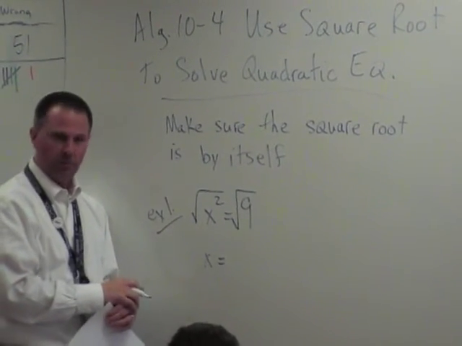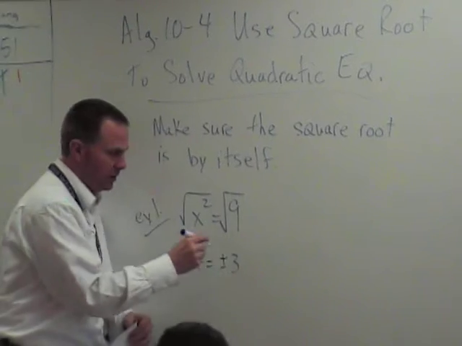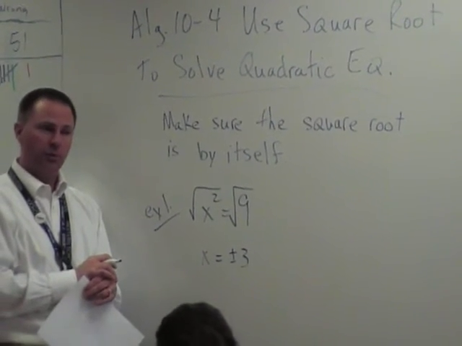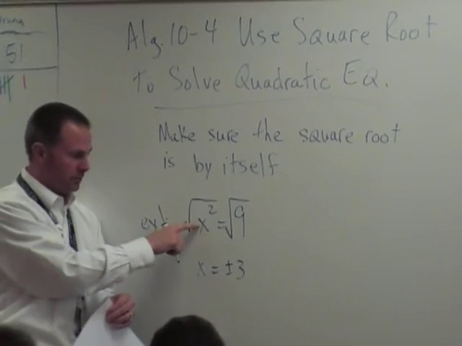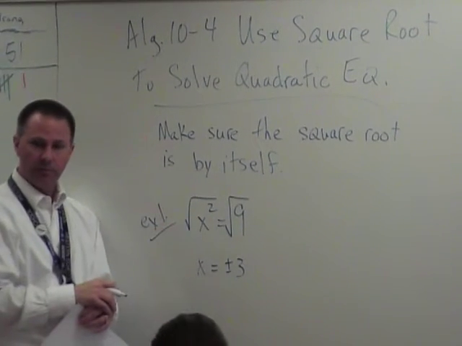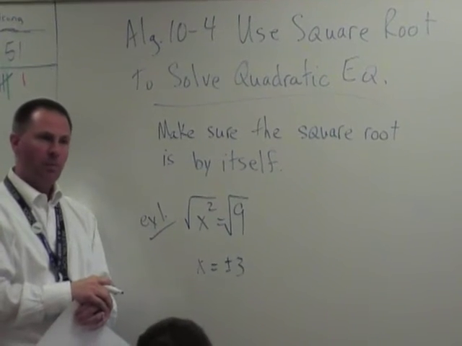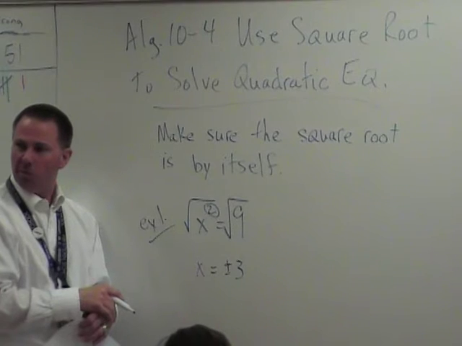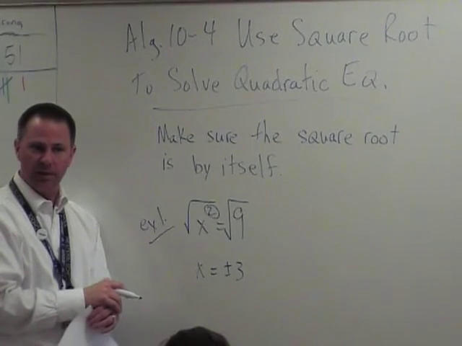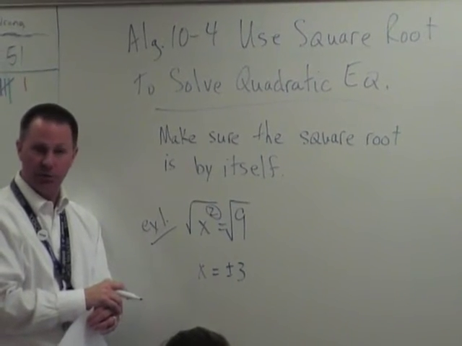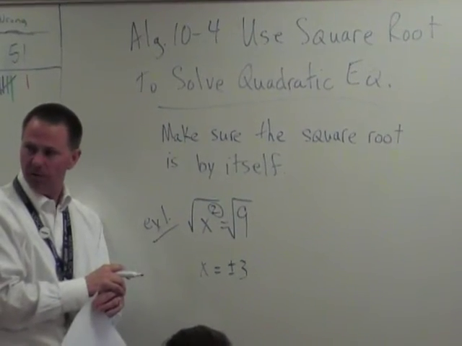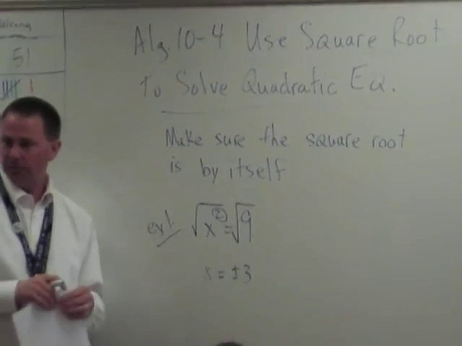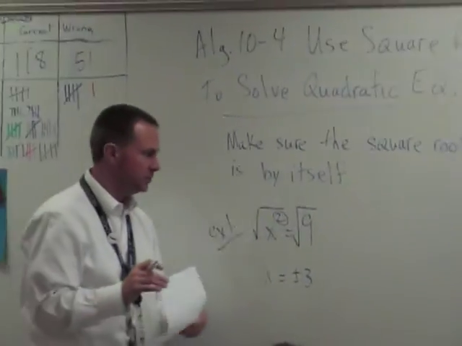And in general, this is either positive 3 or negative 3, because negative 3 times negative 3 is 9. We're dealing with a parabola, which means it's probably going to hit the x-axis in 2 spots. It's going to have 2 zeros. So we need 2 answers. It's going to hit in 2 different places. That's what you just found. All right, that was a basic example.